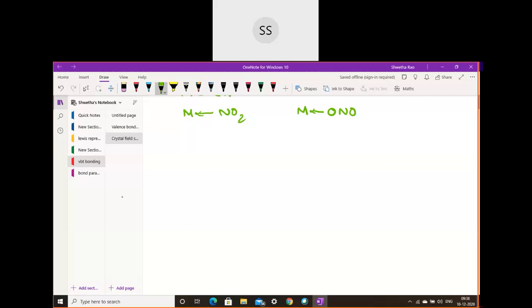Then I told you about coordination number, and I hope you remember about this. Just now, even for Werner's theory, I explained it to you.